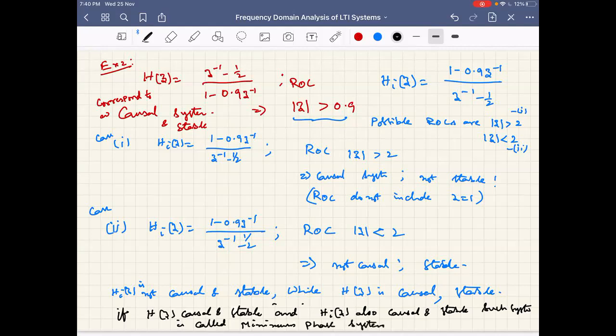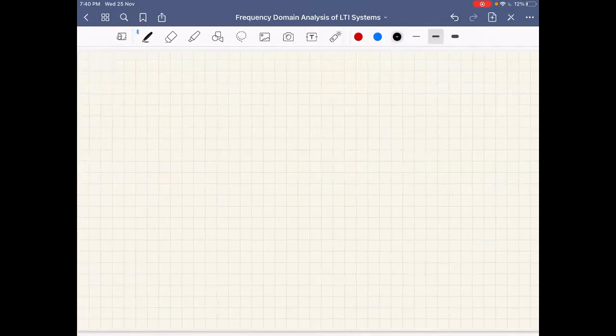Okay, we will see in more detail why the name minimum phase system is given. Such systems are a very important class of systems, and those are referred to as minimum phase systems. Why do you think such systems are an important class of systems?